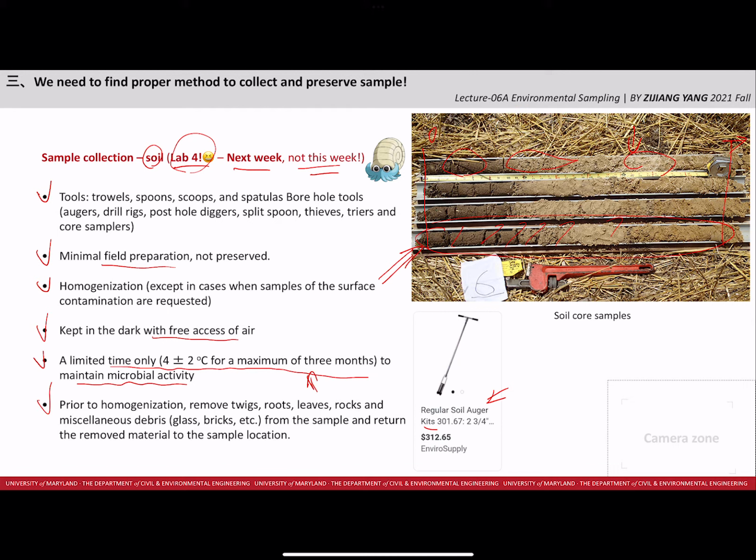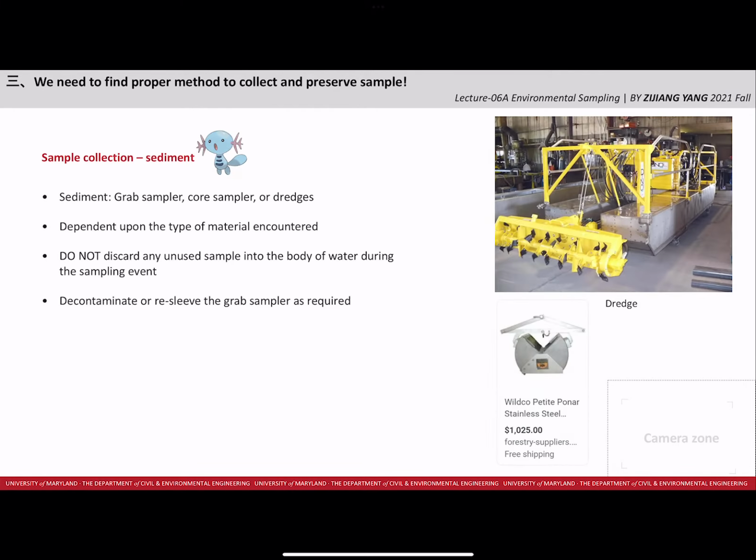And sometimes prior to homogenization, we need to remove the twigs, roots, leaves, rocks, and any stuff that is not part of the soil. You guys are going to do the sampling next Wednesday, and I think after next Wednesday, you will have more experience in soil sampling.